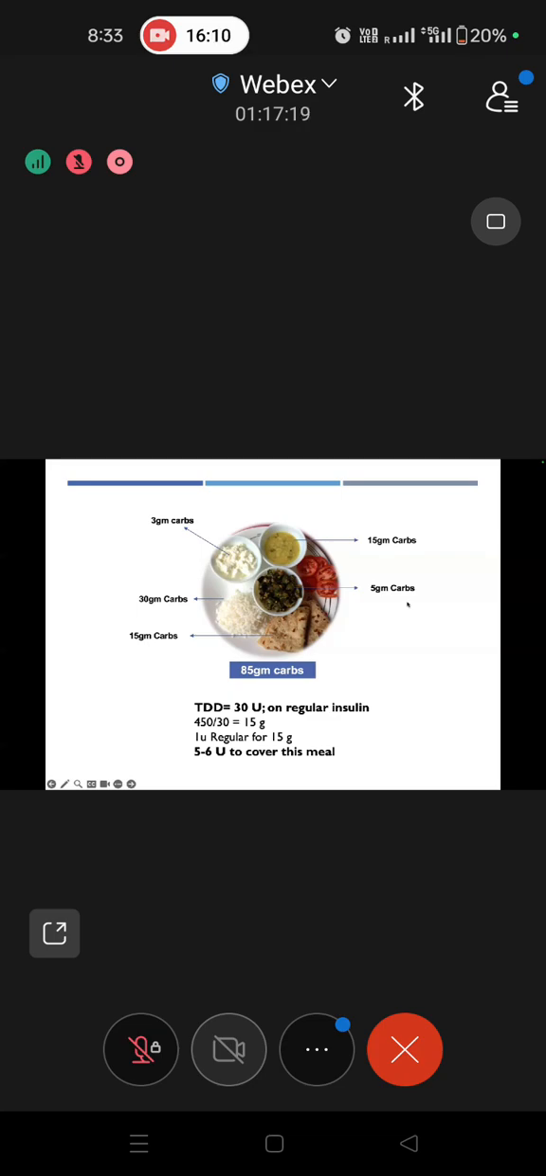Okay, so basal insulin dose. One question is regarding the before meal carbohydrate measured, how much time before meal.